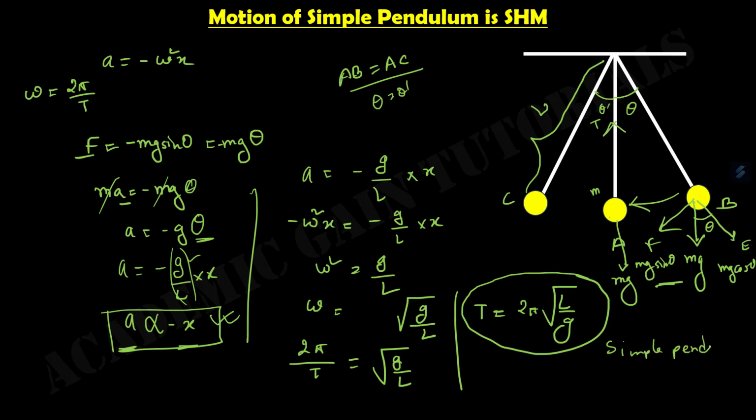So this is the time period equation for our simple pendulum. We use this equation to solve mathematical problems for simple pendulum, where L is our effective length and g is the acceleration due to gravity. So I have to remember only this equation. So we derived an equation for our simple pendulum.